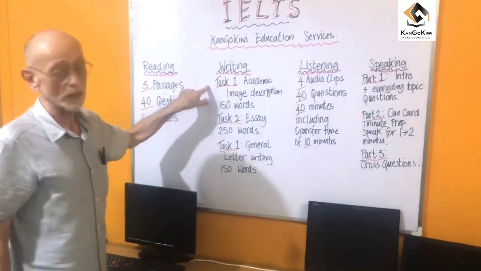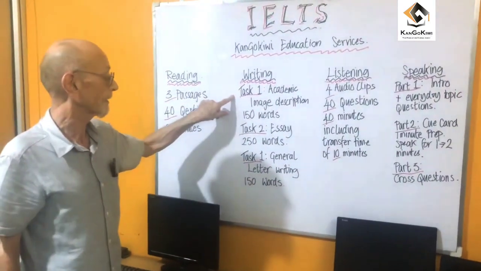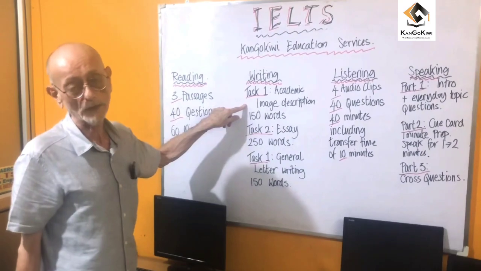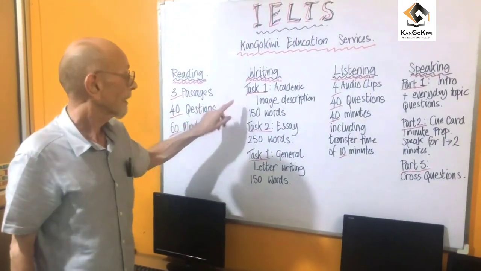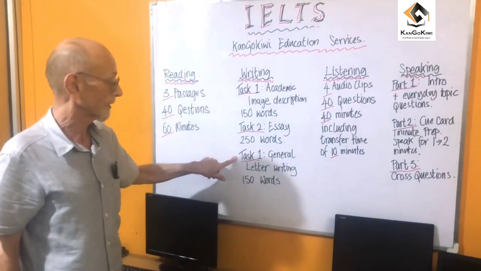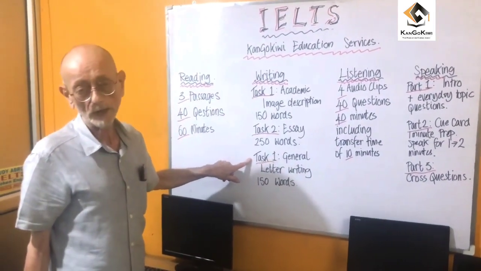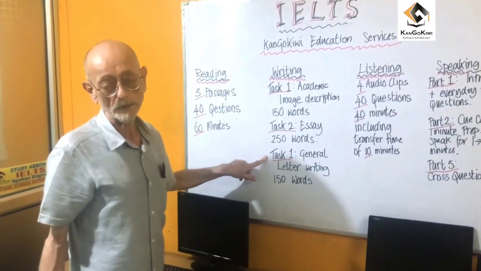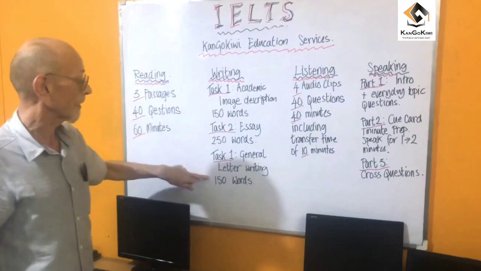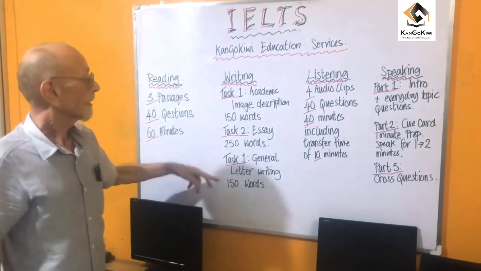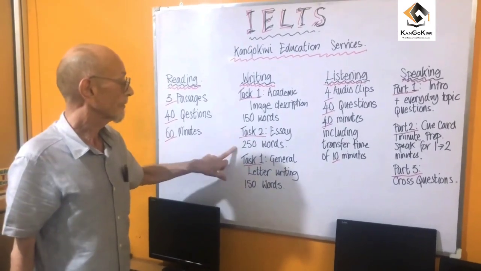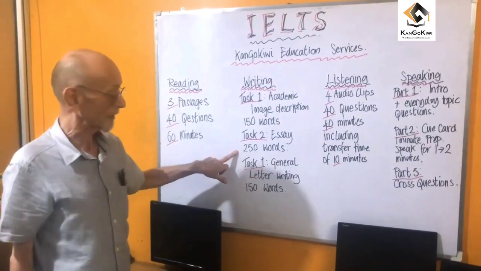So the other section here, which has a difference between academic and general, is your writing. So 2 tasks. Task 1 for academic is image description, most commonly a line graph, bar graph, pie chart, and so on. However, in the general test, your task 1 is to write a letter. They give you the topic of the letter and a brief description of what you have to put in it. The same requirements, both require 150 words. Task 2 in both academic and general is an essay with a minimum of 250 words.